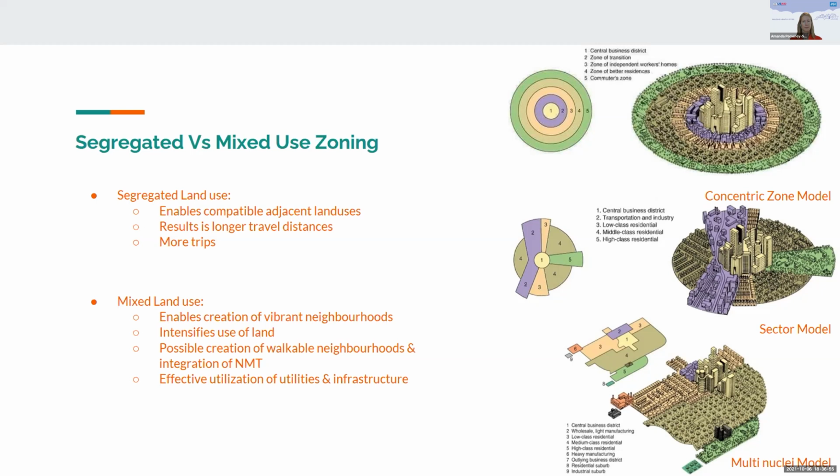The best part about mixed land use, in which most Indian cities, or I would say most Asian cities, are designed, is that it enables us to create very vibrant neighborhoods. The neighborhoods become vibrant because at any point of time, those spaces are not dead. It also encourages intensification of land use, and what it translates into is that our neighborhoods can become more walkable. There is a possibility of integrating MMT smoothly so that for shorter distances people are encouraged to walk or cycle and use other MMT ways. And of course, there is also an effective and efficient utilization of utilities and infrastructure.